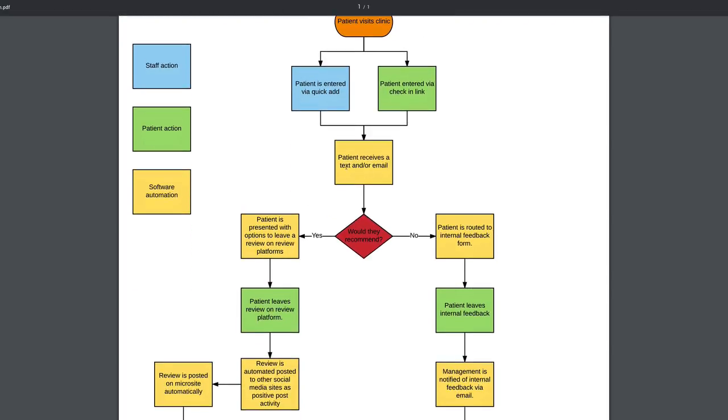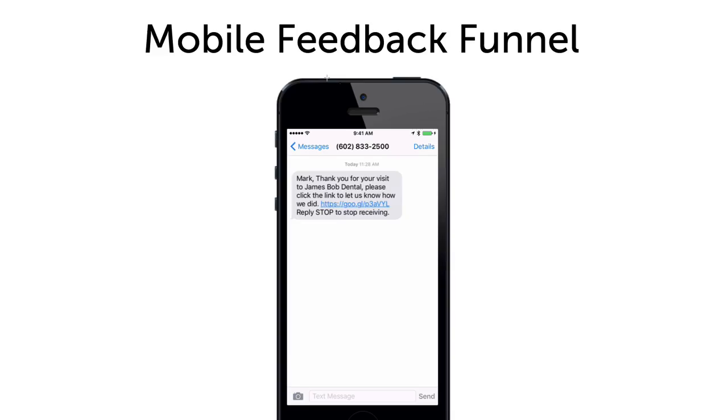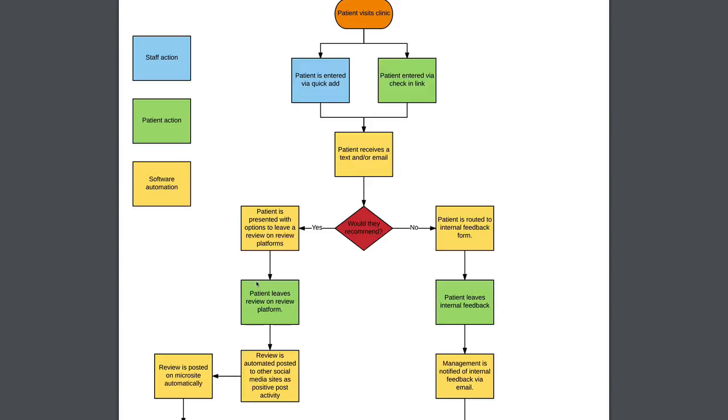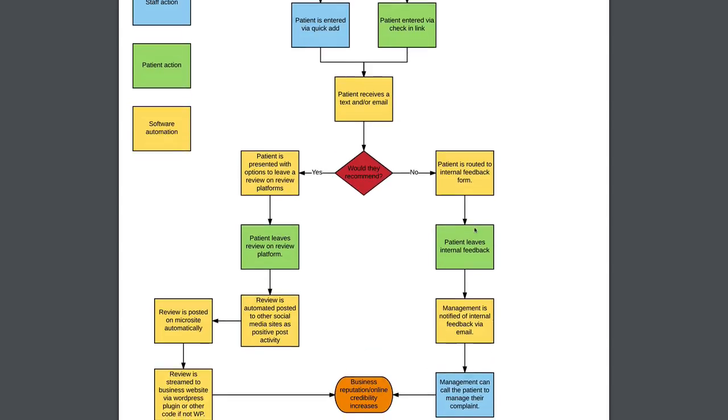The patient is then going to receive a text or an email. So here's what the text looks like, and the email, of course, is an email, but they're going to click that link and it's going to take them to a screen that looks like this. So simply you're going to say, would you recommend this, yes or no? If the patient answers yes, so here's that screen right here, you're going to be presented with some options. If they say no, they would not recommend, it's going to route them to a different process.